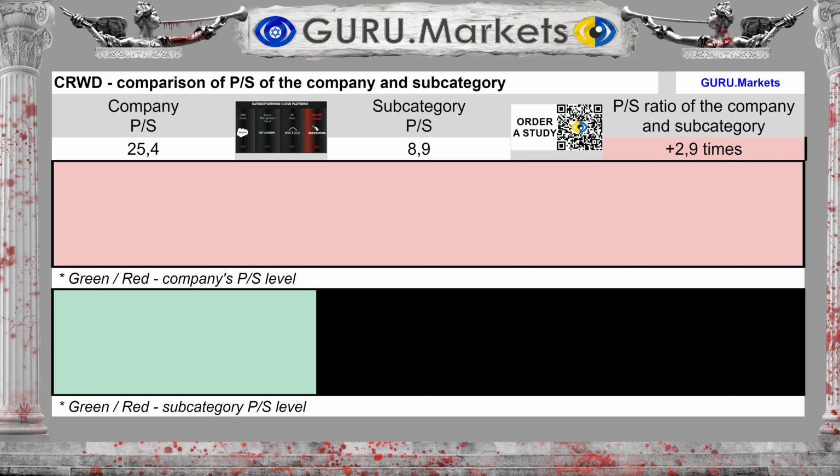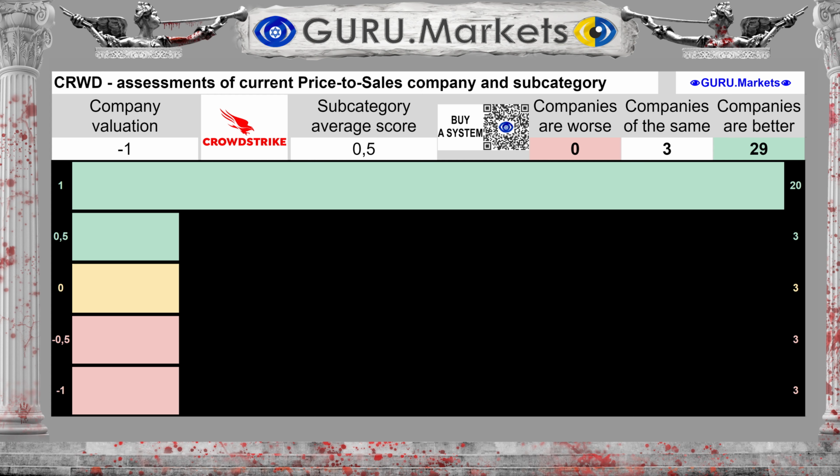The subcategory average is 8.9, and the company's figure is 185% higher than the subcategory average. An assessment of the company's stock price to revenue indicators in comparison with indicators in the subcategory. Bad, -1 point.